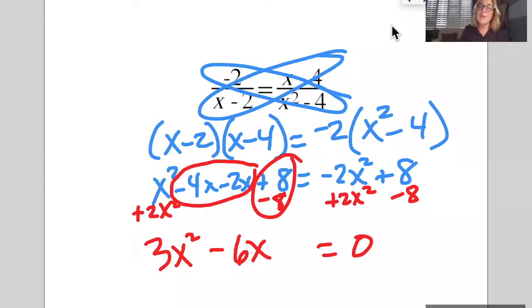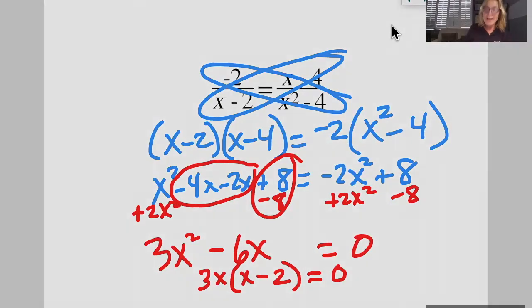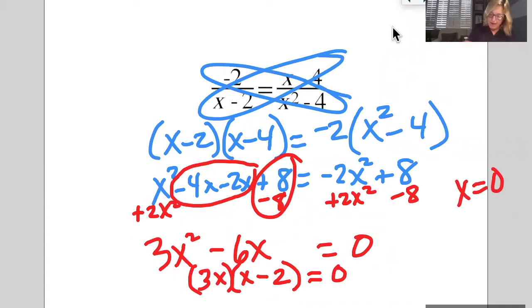So you probably see that there is a common factor here of 3x. So we could factor out a 3x. We're left with x minus 2. Is that correct? Equals 0. And now we apply the zero product property. So in this first factor of 3x, if that's going to be equal to 0, then x would have to be equal to 0. And if x minus 2 is going to be equal to 0, x would equal 2. Okay, so we have x equals 2 and x equals 0, and we're going to check those solutions.